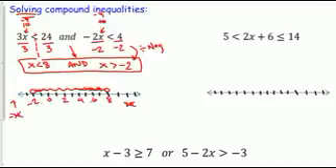My endpoints themselves should satisfy one or the other equation, and all the points in between should satisfy the inequality, making both this side and this side true.